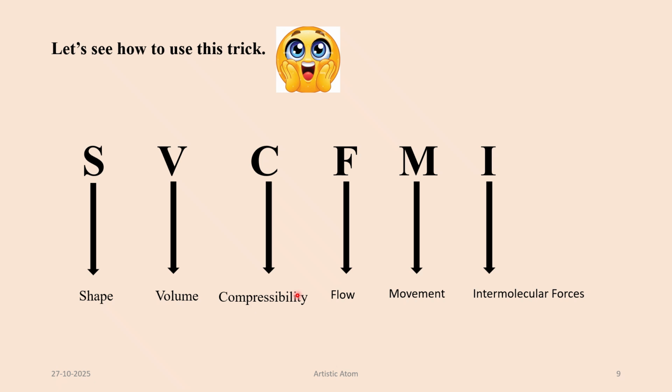So C stands for the compressibility, F stands for the flow, M stands for the movement, and I stands for the intermolecular forces. Isn't it easy to remember using this trick how to distinguish between the different properties of these solids, liquids, and gases?